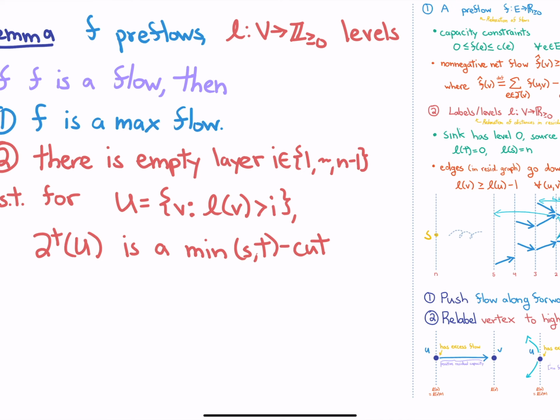Okay, so this is about the question of how do I know the algorithm is correct? In our example, it happened to terminate as a max flow, but it's not at all obvious this should happen in general. So in general, you have some pre-flow and you have some levels, and they're all obeying all these rules that we have set up.